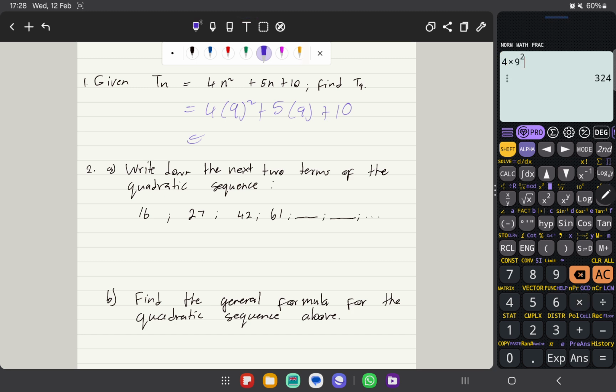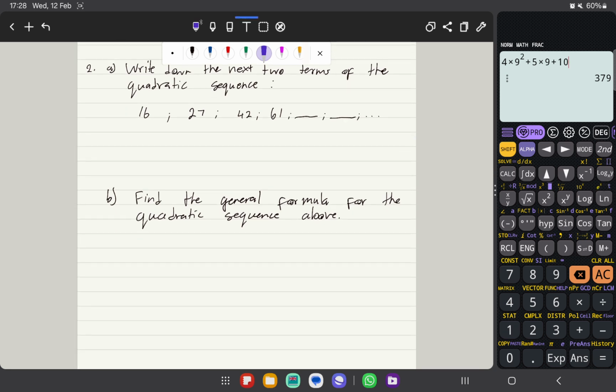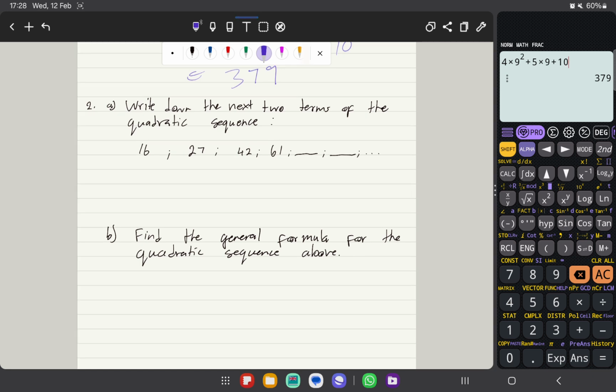9 squared plus 5 times 9 plus 10. 379. That is your answer, and you are done. So these ones are going to be a bit interesting.